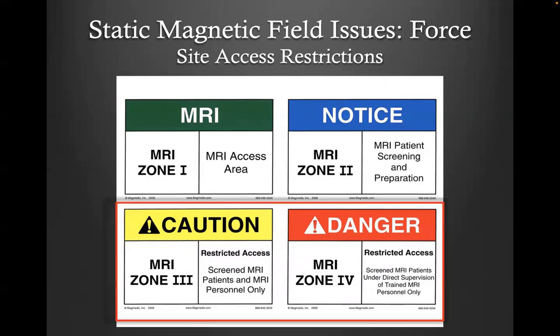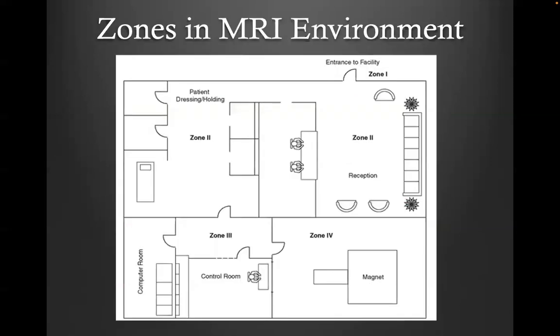We have site constructions with zoning. Zone 1 and zone 2 are free access. That includes freely accessed areas or your patient screening preparation areas. But we also have zone 3 and zone 4 that is strictly only for screened personnel to enter. So this shows a layout just to show you what the constructions are.